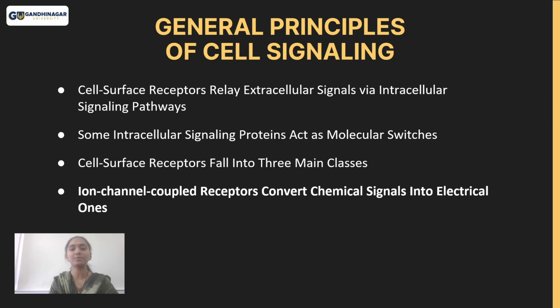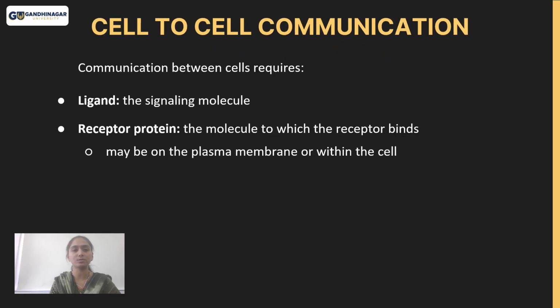Cell surface receptors relay extracellular signaling via intracellular signaling pathway. Some intracellular signaling proteins act as molecular switches. Cell surface receptors fall into three main classes. Ion channel coupled receptors convert chemical signals into electrical ones. Next, cell to cell communication.